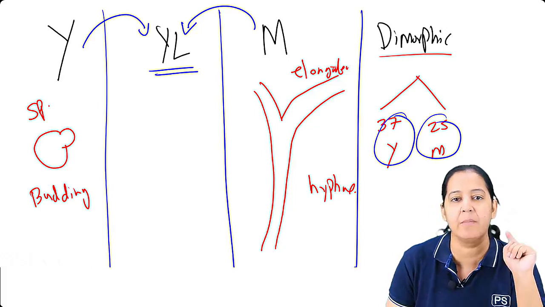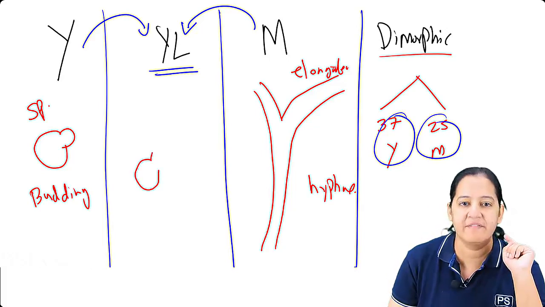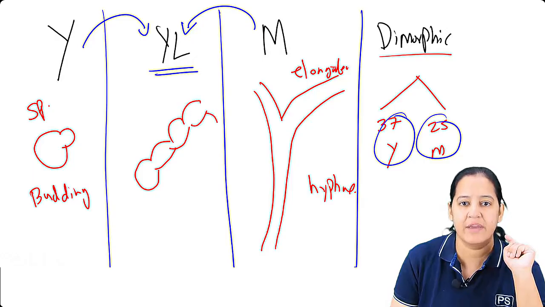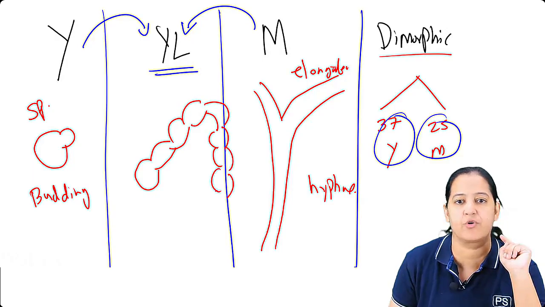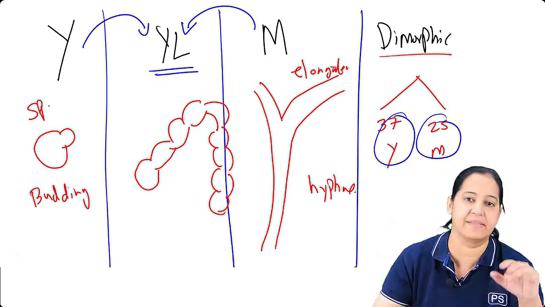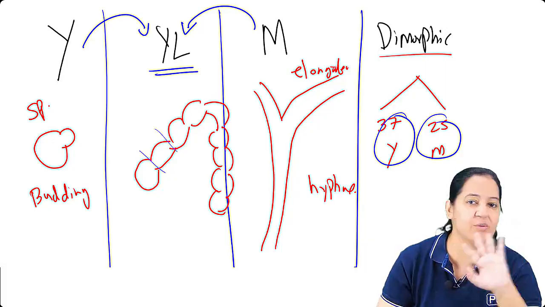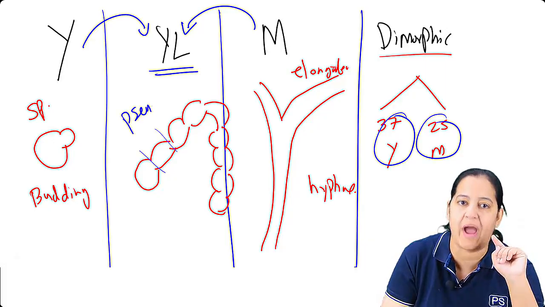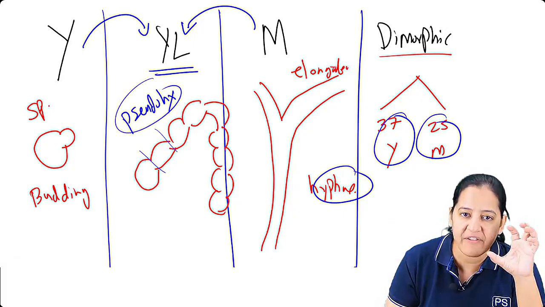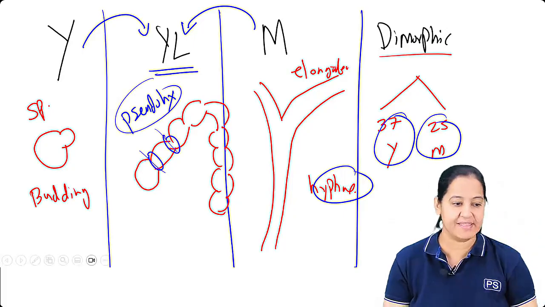So what is the diagram? They are spherical only, but they divide by budding like this, like this, like this. So you can find the branches also like this. You may feel it is a branch, but actually it is not a true branch. You may feel it is elongated, but actually these are multiple buds. These are not hyphae. These are known as pseudo hyphae. This is true hyphae. This is pseudo hyphae. Pseudo hyphae have constrictions at the junction. I guess everyone got it.